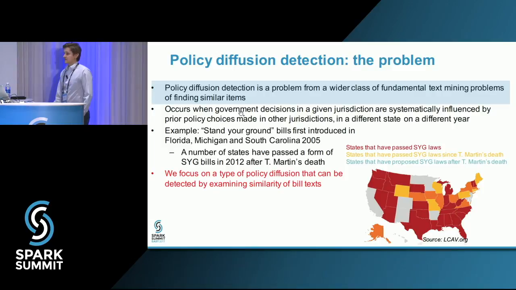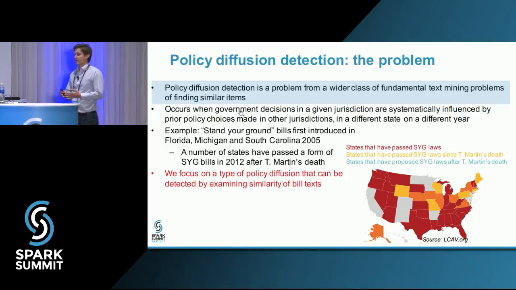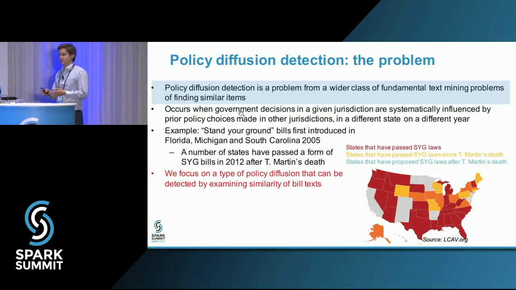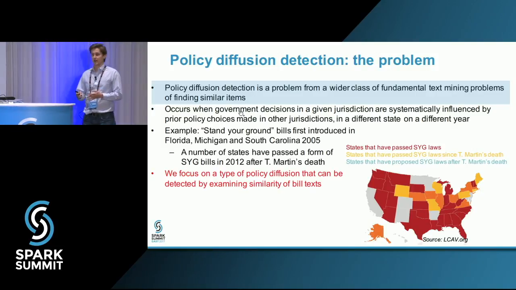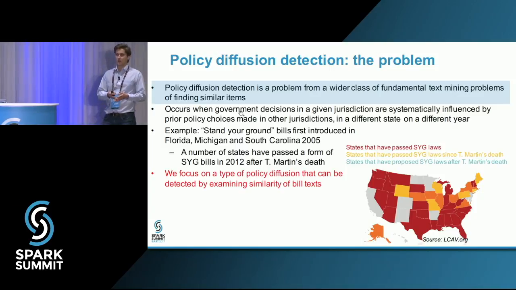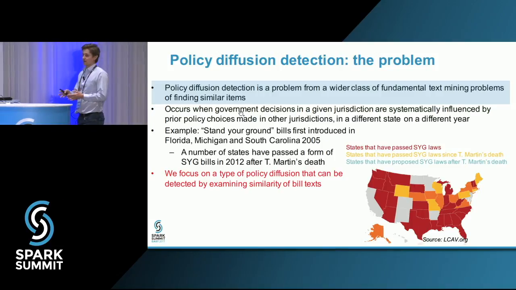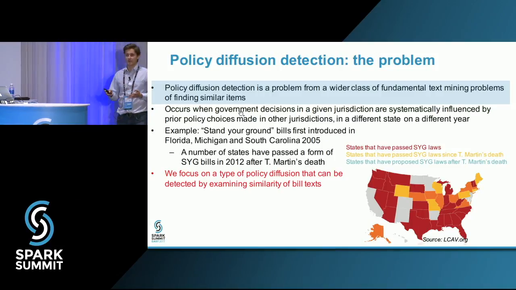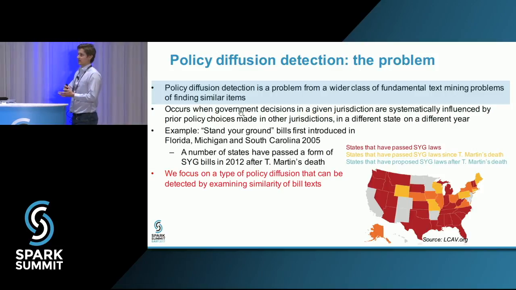Policy diffusion detection is a problem from a wider class of fundamental text mining problems of finding similar items. It occurs when the governmental decisions in some jurisdictions are systematically influenced by prior policies in some earlier year in a different state. An example could be the stand your ground bills, which are a type of laws about trespassing and real estate.